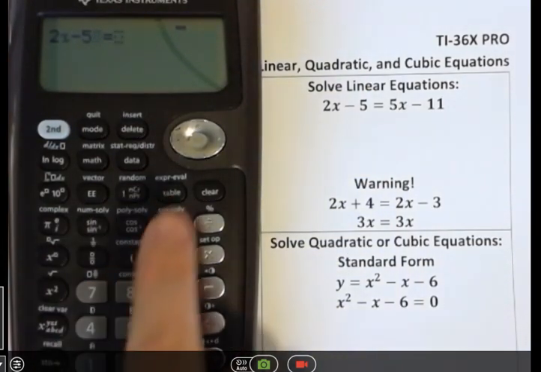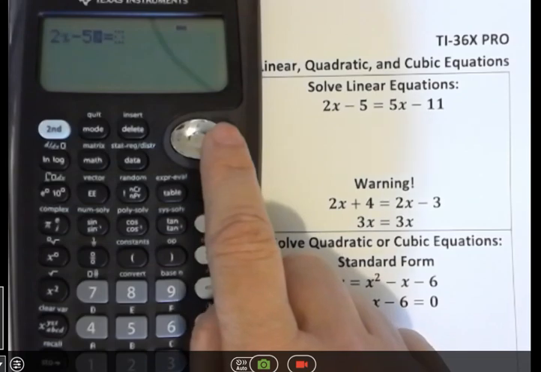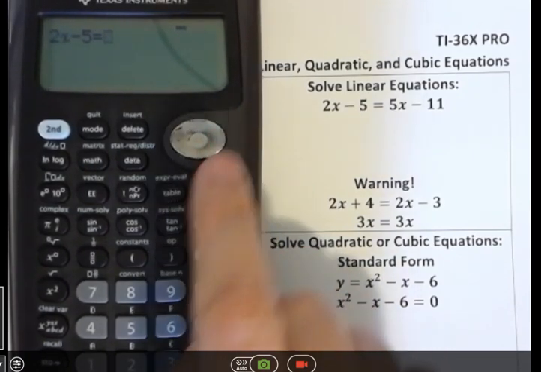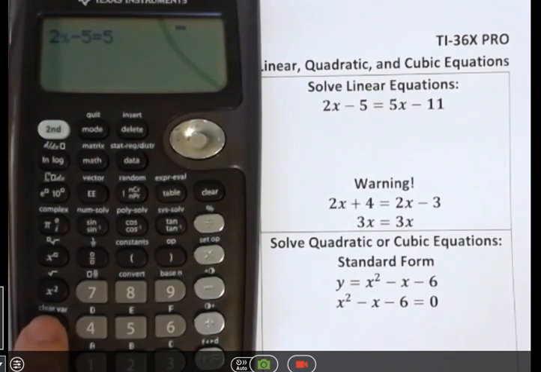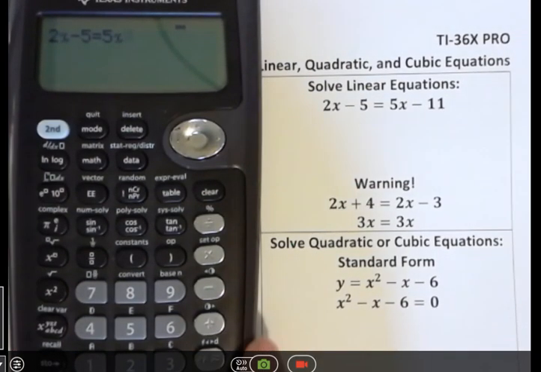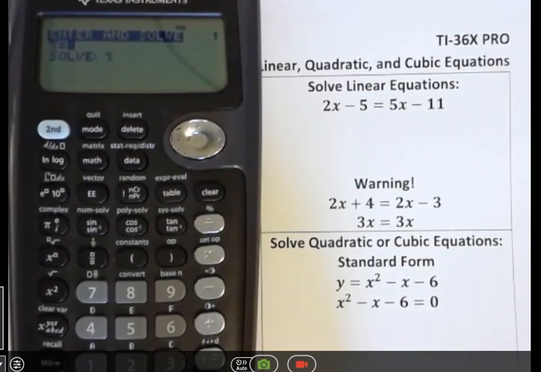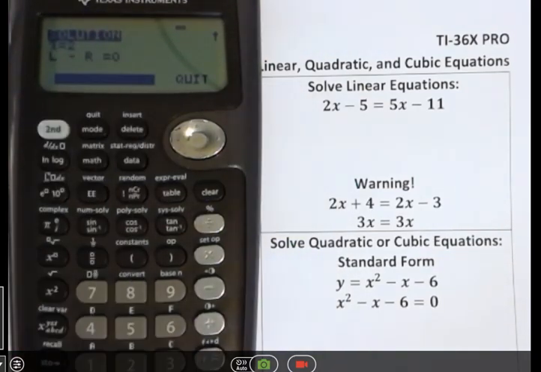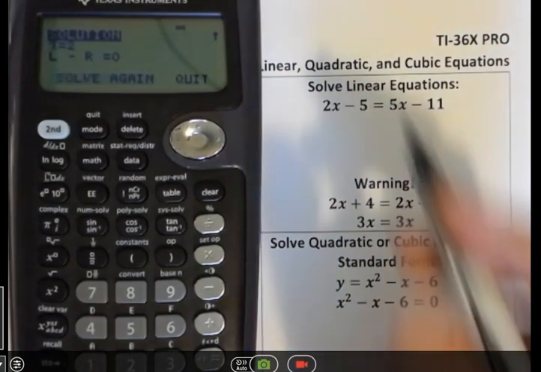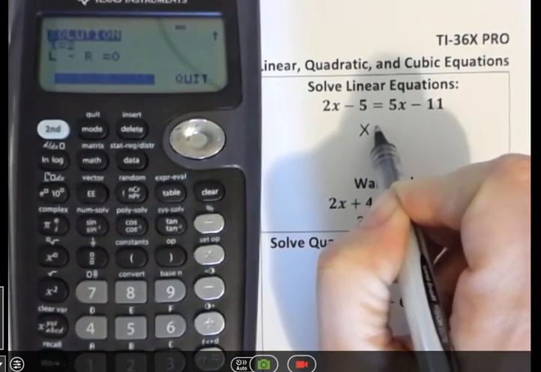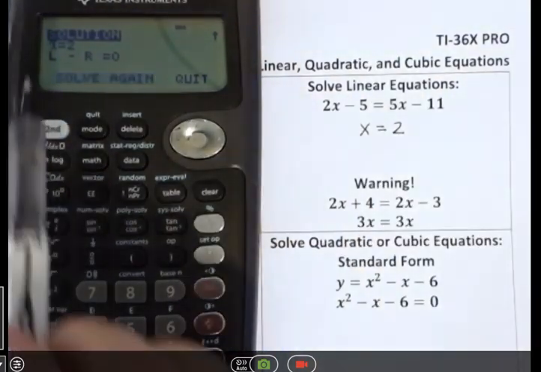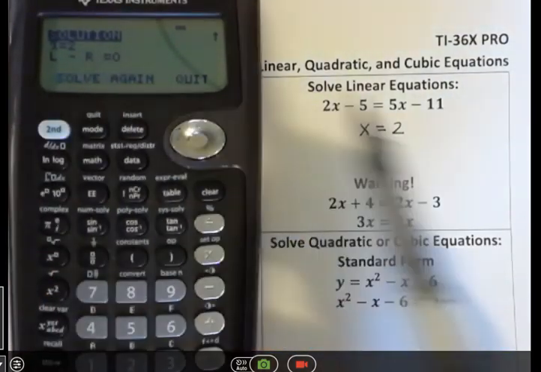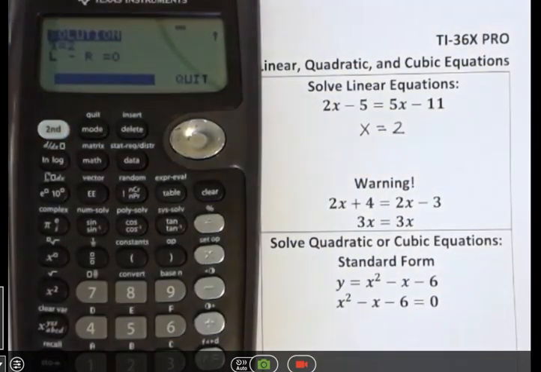And then I'm going to use my arrow button over here to get to the other side of the equation. I'm going to jump over the equal sign, and then 5x minus 11. And then I just hit enter, and hit enter one more time, and one more time. And it tells me that x equals 2. What they're saying in that bottom statement is that if you subtract the left from the right, you get 0. Because if the two things are equal, it should get you 0 all around, right?